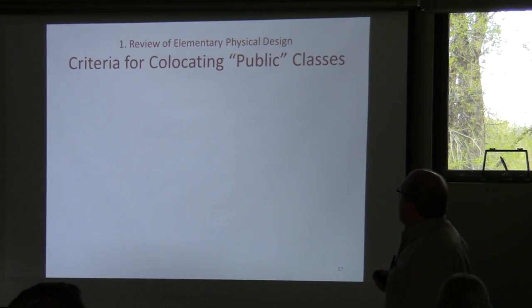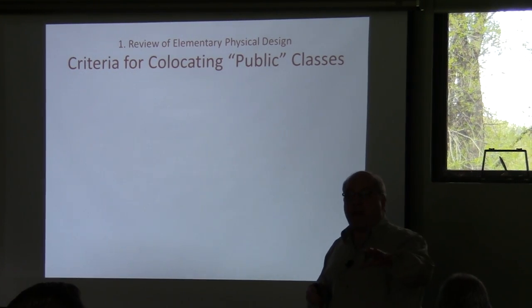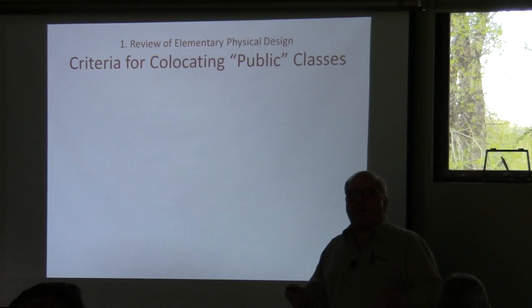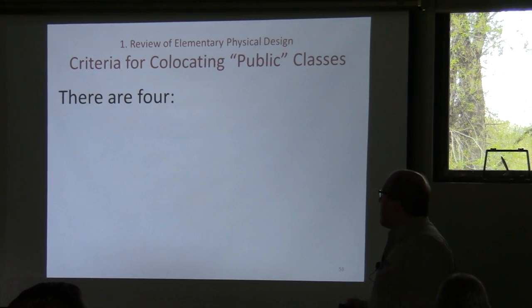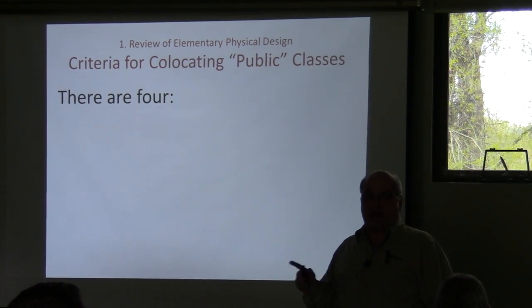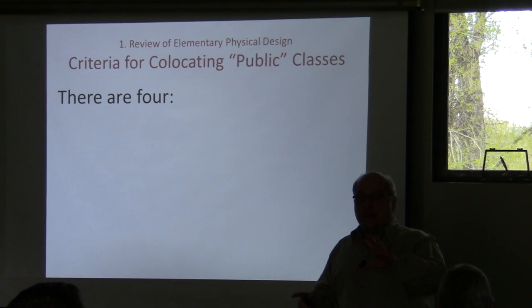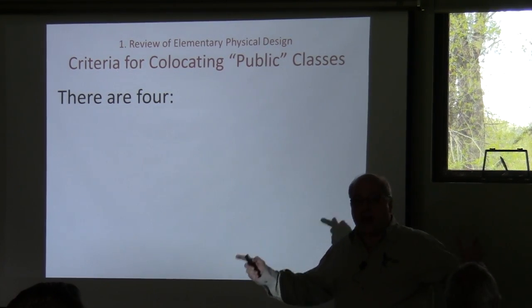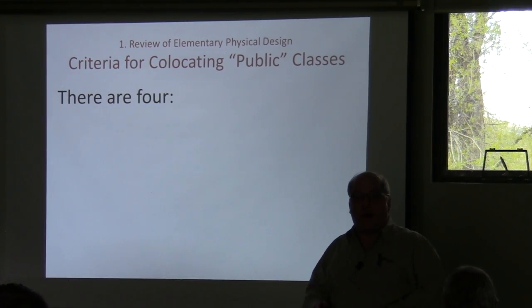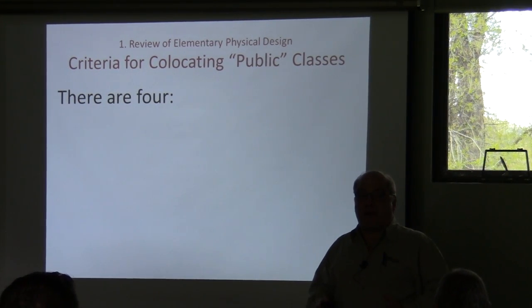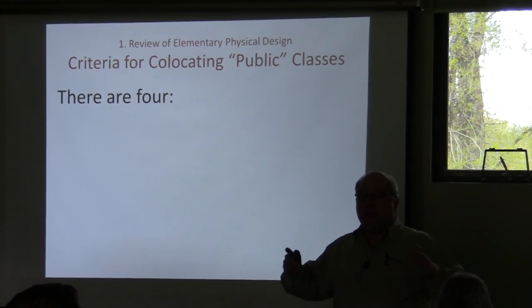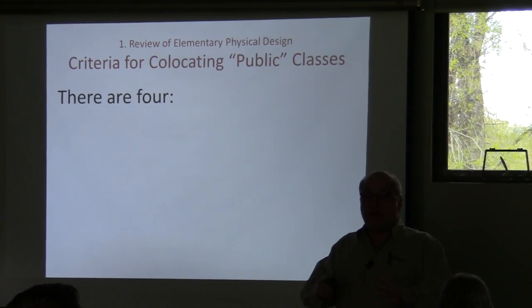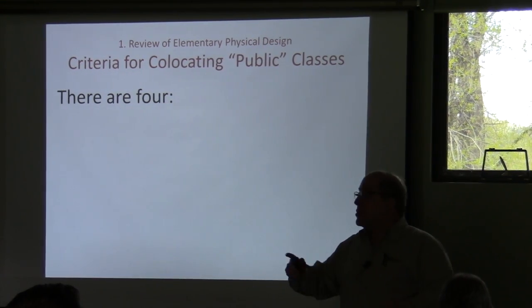Now, criteria for co-locating public classes. We talked about private classes. They don't count. So when would I ever want to have two classes in the same component? And there are four reasons. The reason I say there are only four reasons is if we start collecting lots of classes in one component for no good reason, instead of having fine-grained modularity, we have coarse-grained modularity. Coarse-grained modularity doesn't allow us to compose exactly what we need and reuse things in a crisp way. It means that if we need something, we basically have to pull in everything. So we don't want to do that.